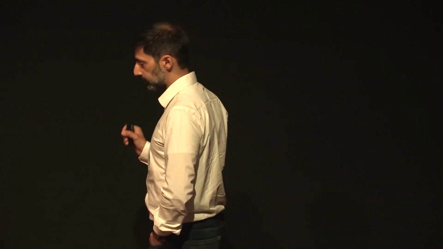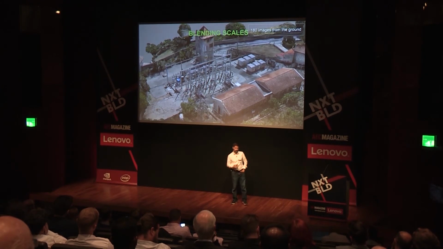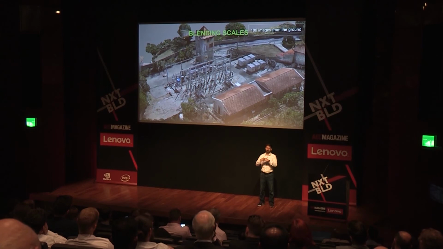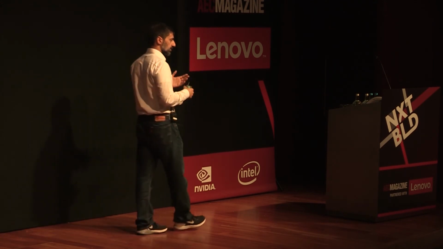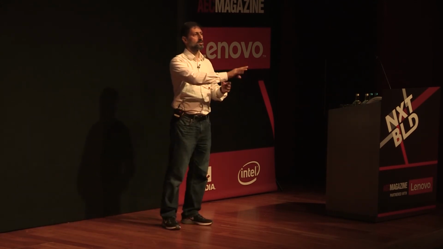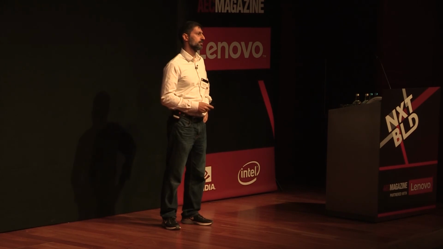We can blend different scales. So this is a really interesting example of taking data from a drone, taking some laser scanning, taking a handheld camera and combining it all together. So we have imagery from the drone which captures the whole site. We have a laser scanner which is helping to tighten up a lot of the messy structure there which photogrammetry traditionally struggles with a little bit.